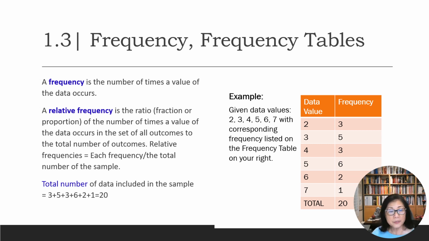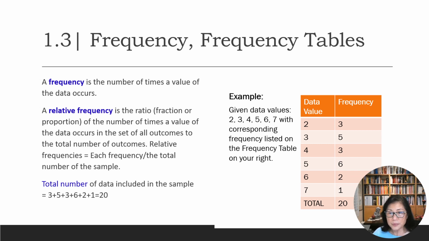A relative frequency is the ratio, which can be a fraction or a proportion in percent, of the number of times a value of the data occurs in the set of all outcomes to the total number of outcomes. Relative frequency is each frequency divided by the total number of the sample. Let's look at the example on the right side.